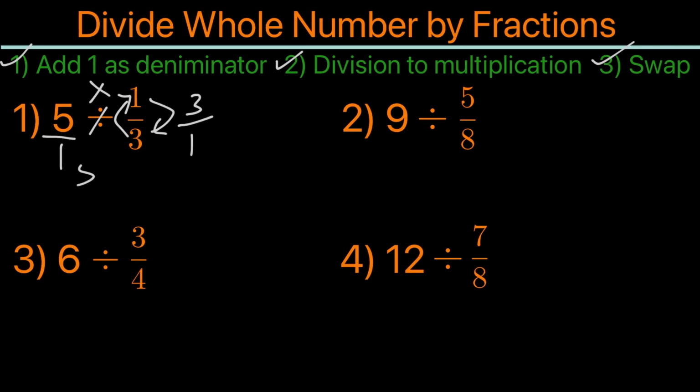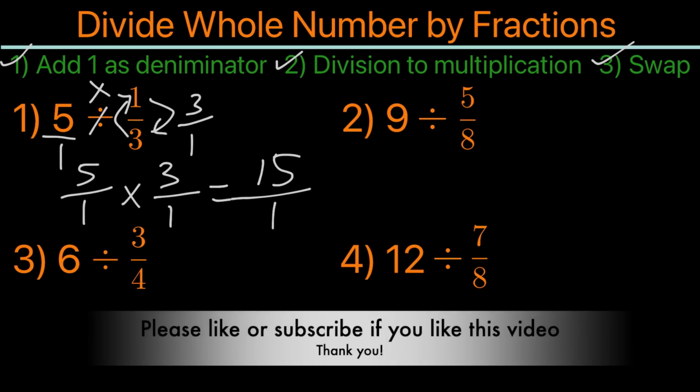So if we were to rewrite this, we would have 5 over 1 times 3 over 1. And 5 times 3 is 15. 1 times 1 is 1. So we would have 15 as the answer.